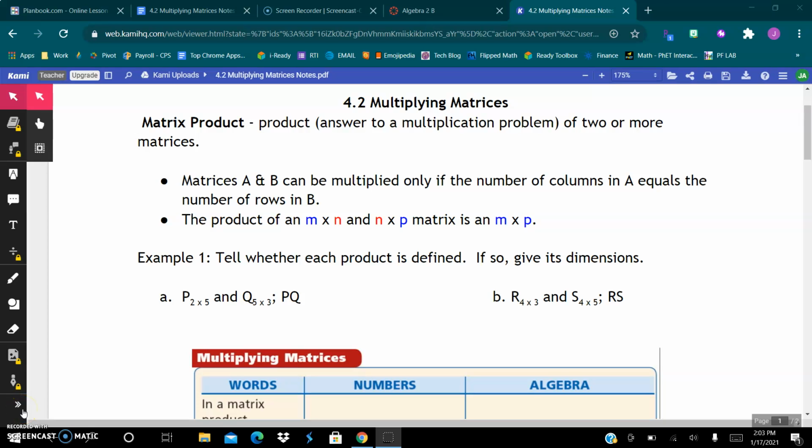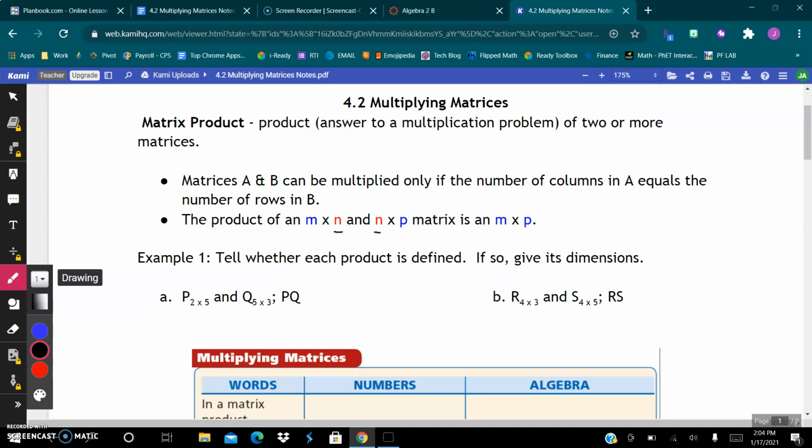For section 4.2, we are going to be multiplying matrices, and a matrix product is the product of two or more matrices. So when we multiply them together, we have what's called the matrix product. Matrices A and B can be multiplied only if the number of columns in A equals the number of rows in B. So the product of an M by N and an N by P matrix is an M by P. So those two middle numbers have to be the same in order to be able to multiply.